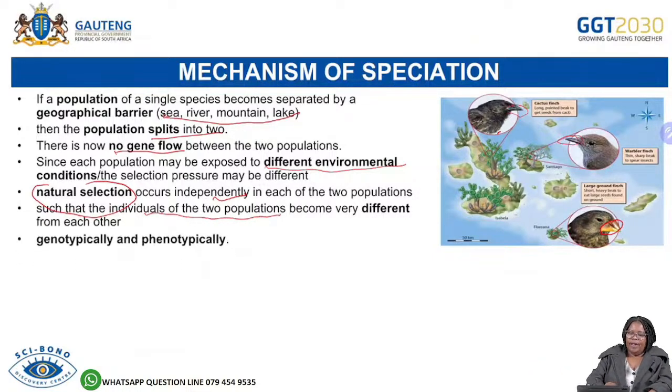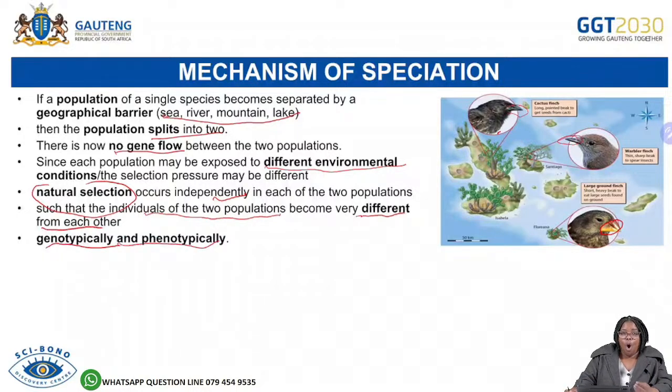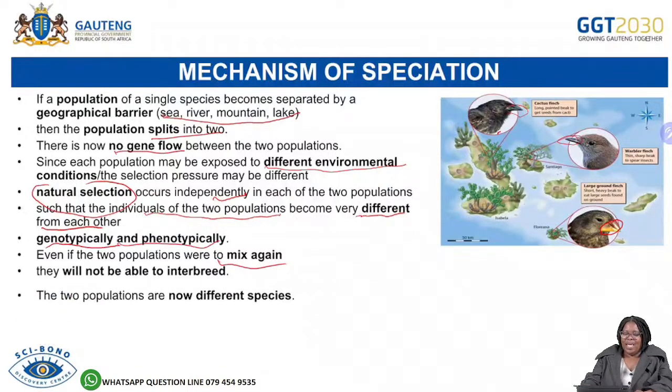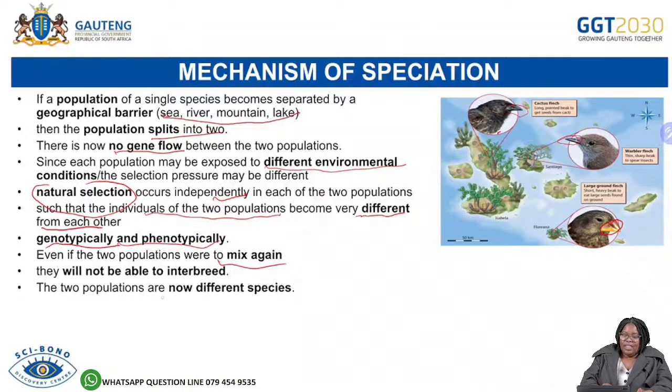So what is going to happen? The two populations will become different from each other, genotypically and phenotypically. So it is important to state the flow of events, because once you mix the events, you might lose marks. So follow the exam guideline in describing the mechanism of speciation. Individuals of the two populations become different genotypically and phenotypically. Even if the two were to mix again, remember they were once separated. Should they mix again, what do you think will happen? They will not be able to interbreed. Then the two populations are now different species.